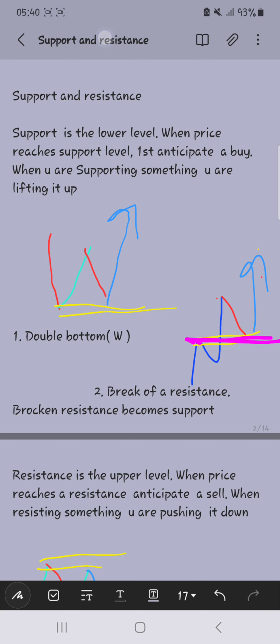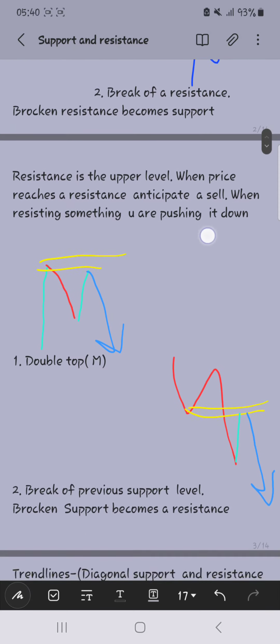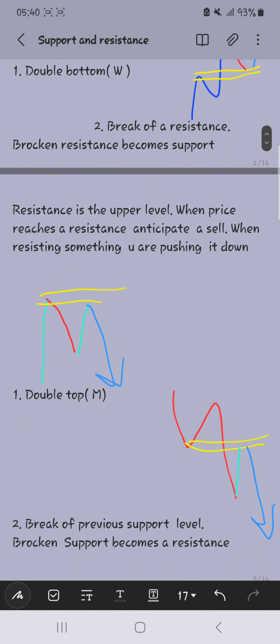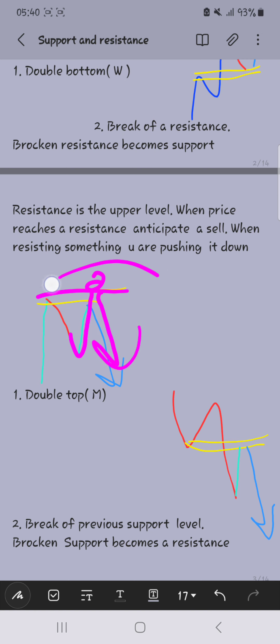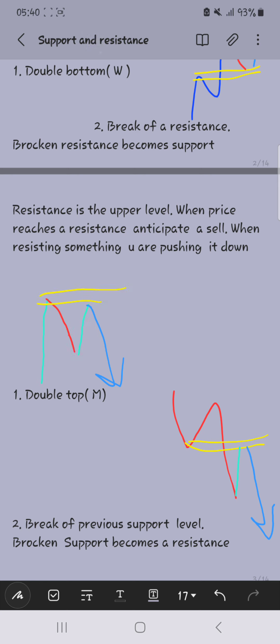Let me first start by discussing what a resistance is, so that this can be a little bit easier for you to understand. A resistance is just the opposite. A resistance is the upper level when the candlesticks are below our area of interest and they are coming up to it. So this is a resistance. When you are resisting something, it's like you are pushing it down. So we anticipate to sell when you see a resistance area. That's what a resistance is.